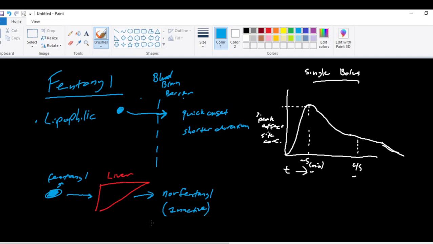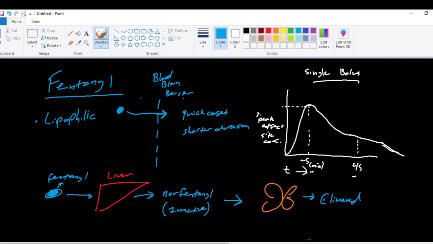You'll see that some opioids, when they get conjugated or metabolized by the liver, will continue to be active and have an analgesic effect. Fentanyl getting metabolized to norfentanyl, norfentanyl does not have an analgesic effect. And then from there, the norfentanyl, the byproduct of the fentanyl, will get excreted or eliminated by the kidneys.